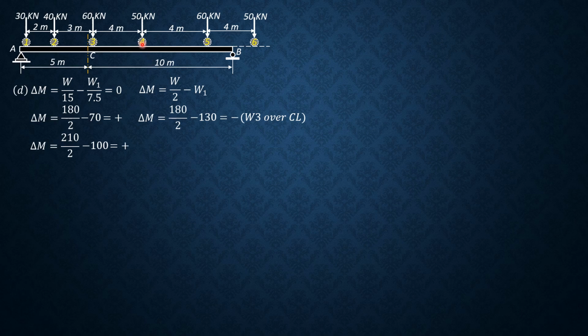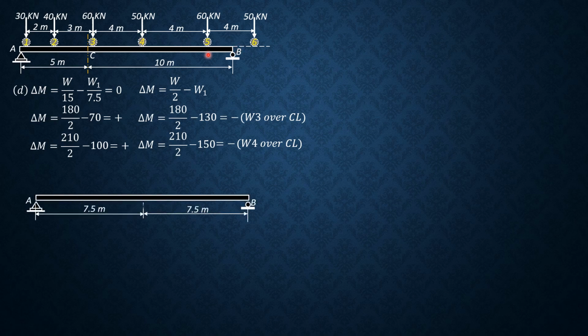But if load 4 is just to the left of the center line, it is part of W1. So W1 would be negative 150. W would still be 210. So 210 over 2 minus 150 is now negative. So that means wheel 4 over center line also satisfies the criterion. And the rest will satisfy, but that gives lesser value. So let's just evaluate these situations: wheel 3 over center line and wheel 4 over center line.